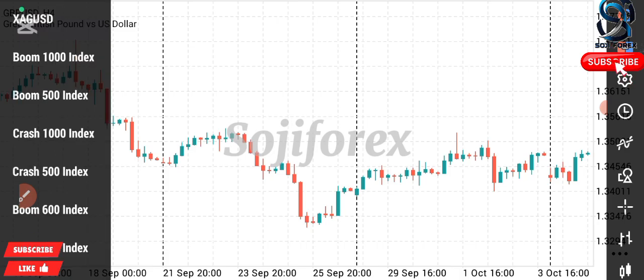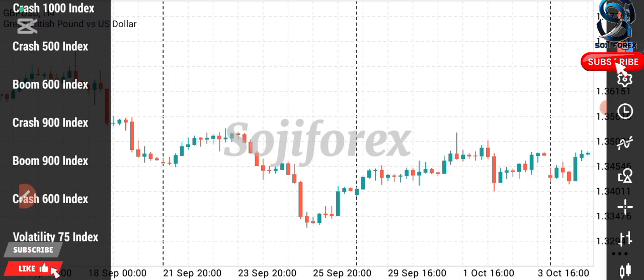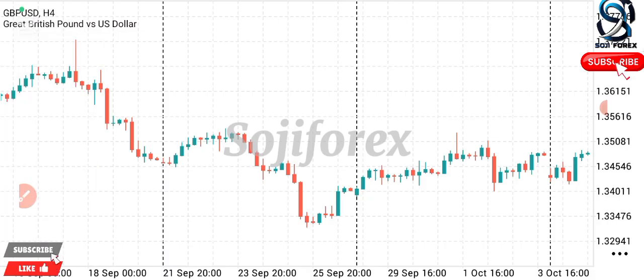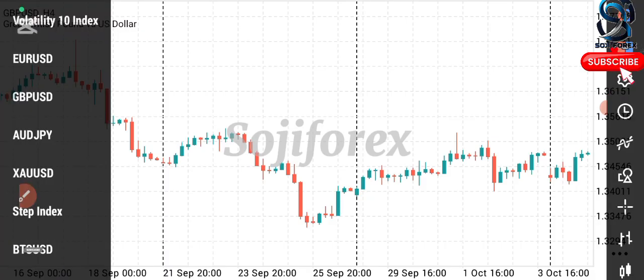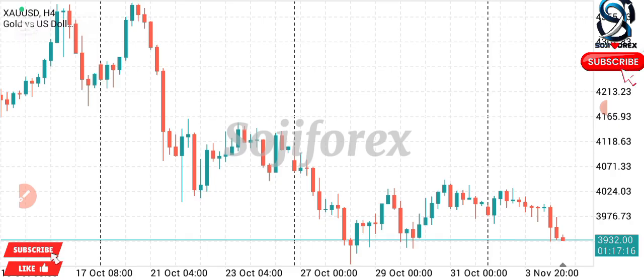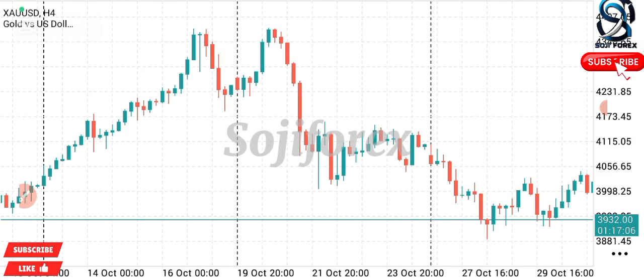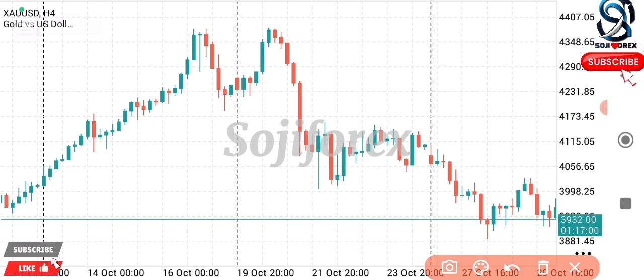Let me see if we can try this on another pair. Let's see if we can try this on gold. Alright, so you need to look and observe if there is a fair value gap, and then you take note of it. Now look at what happened here. We have a lot of them here. Look at it. You see this?